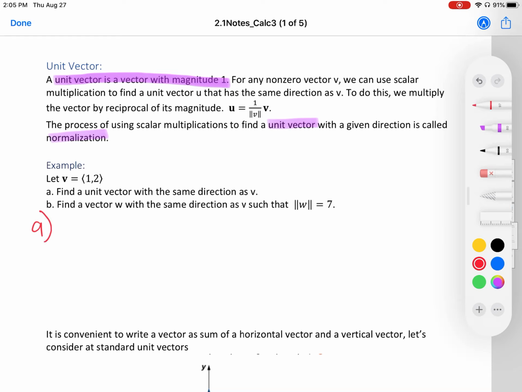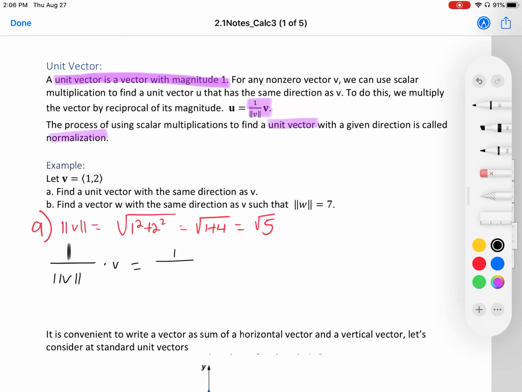We're going to find the unit vector with the same direction. All right, so let's start off by finding our magnitude. Our magnitude of B is the square root of 1 squared plus 2 squared, and that gives us 1 plus 4, so that's the square root of 5. According to our formula, to find the unit vector, we have to take 1 divided by the magnitude times the vector. So let's go ahead and do that.